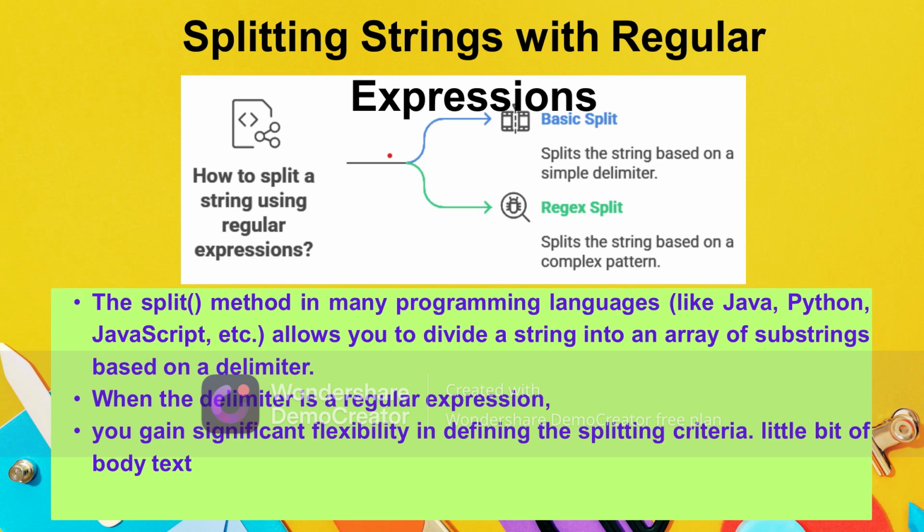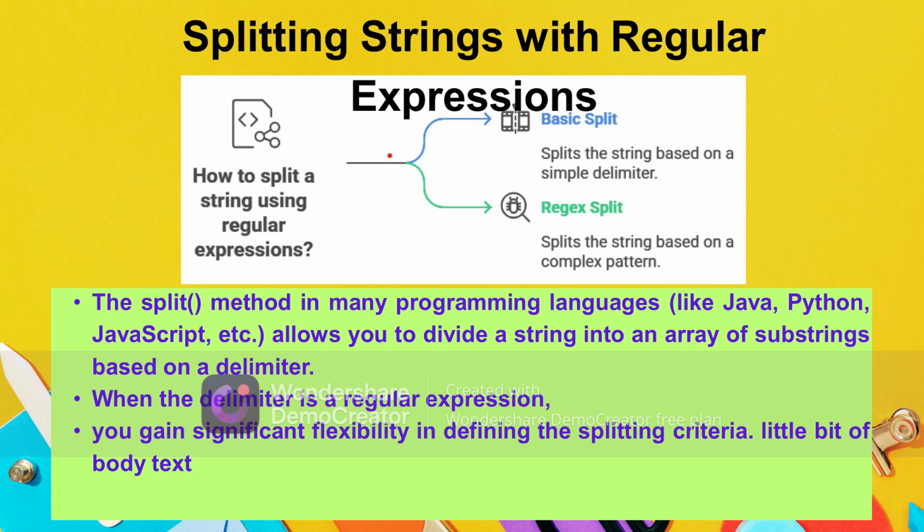The split method is used in many programming languages like Java, Python, JavaScript, which allows you to divide a string into an array of substrings based on a delimiter. So usually we divide the string using delimiters. The commonly used delimiters for splitting a string are all kinds of space, line feed, new line. So all kinds of space can be used to split the strings.